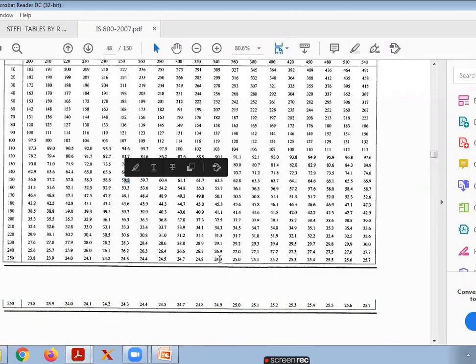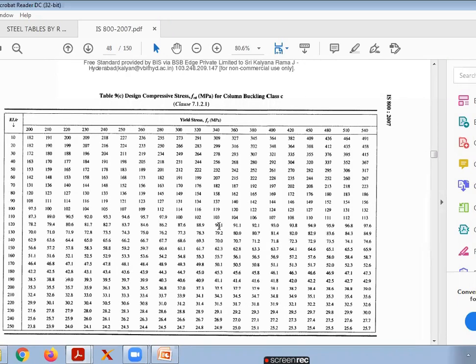All of you open page number 42 of the IS 800 2007 code book. The design compressive stress FCD value, the column buckling we will take as class C, because it is an angle section. So KL by R value we got, for 140 the value is 60.2, and for 150, 59.2. Like this they have given.